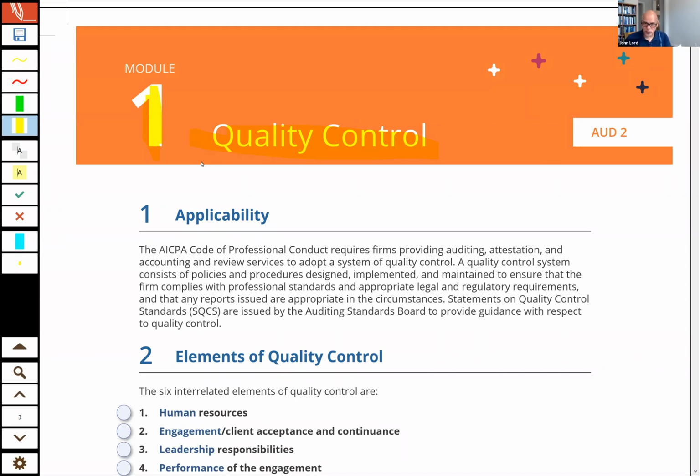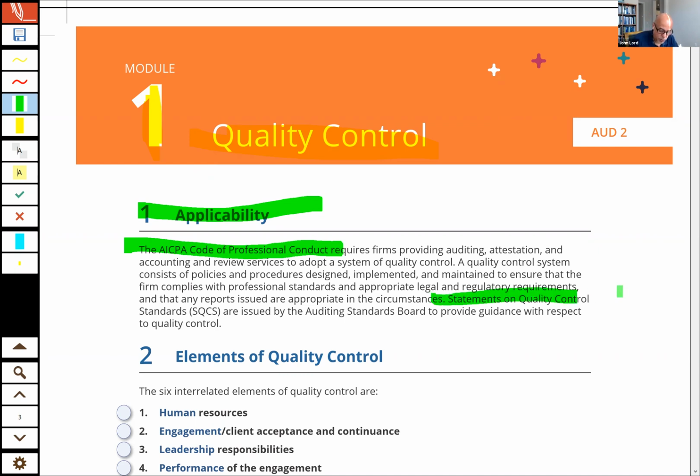The answer is yes. Quality control standards talk about how the firm should be structured to ensure that the audits follow the generally accepted auditing standards. Okay, so what's happened is the AICPA, American Institute of Certified Public Accountants, has put together a code of professional conduct, and part of that code will include statements on quality control standards that are issued to tell us how we should structure our CPA firm.